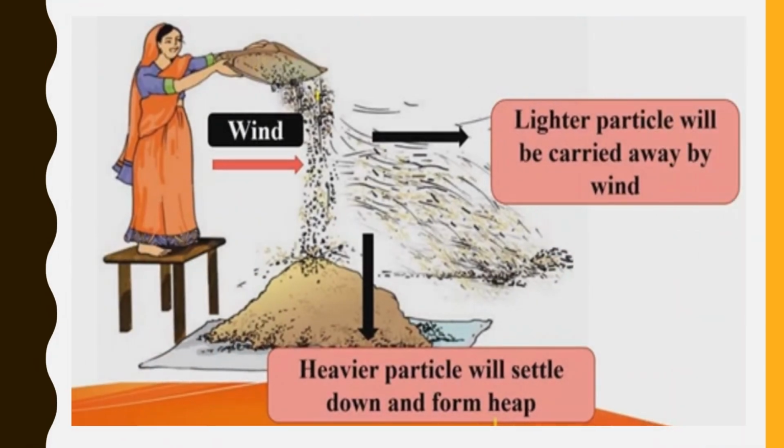To separate grain from the husk, the mixture is thrown down from a height when the wind blows. The husk is lighter than the grain, so it blows away with the wind, and the grains settle down and form a heap. This method of separation is called winnowing.